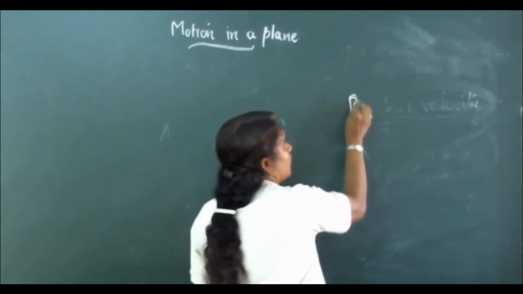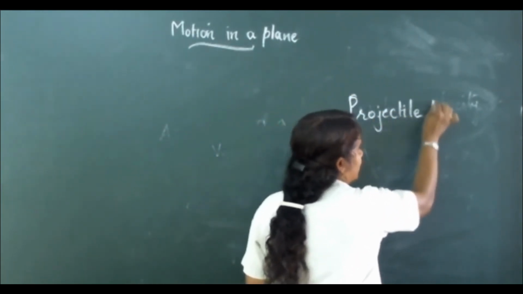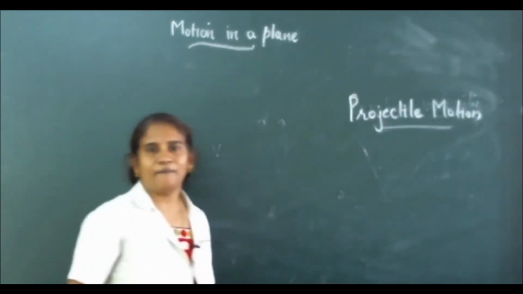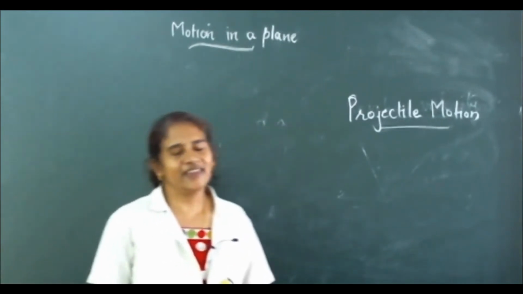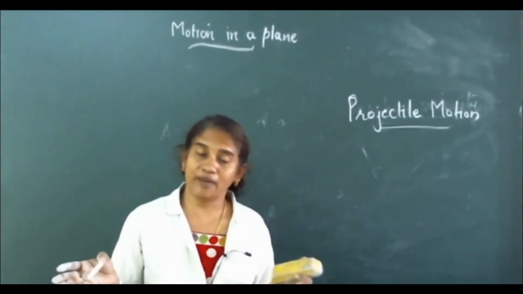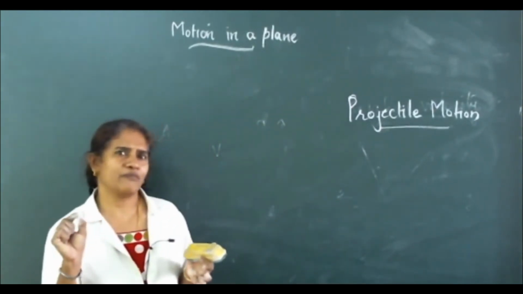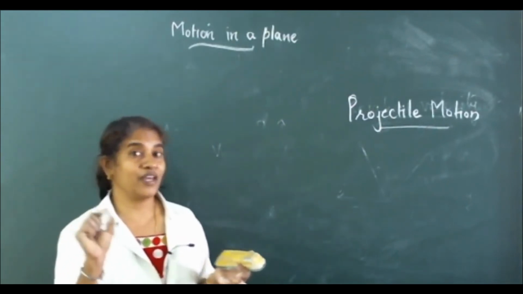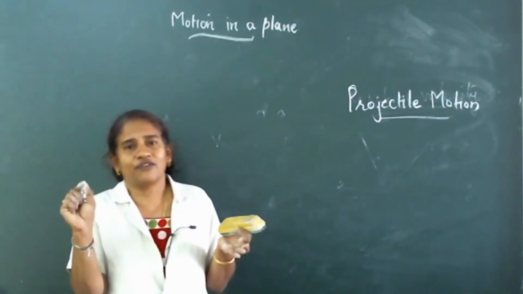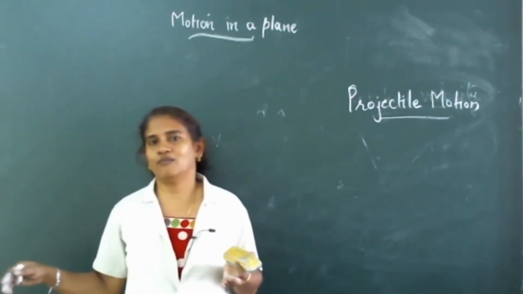Any idea about what is projectile motion? What is a projectile? Yes, anything moving in space can be called a projectile, and that motion can be called projectile motion. But we will add one more condition: without the assistance of any force or fuel, only under the effect of gravity. If the body is moving like that, it can be called projectile motion.